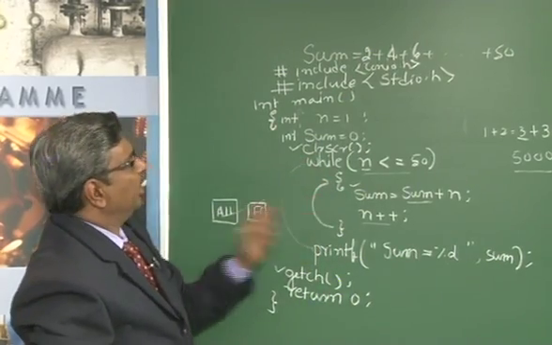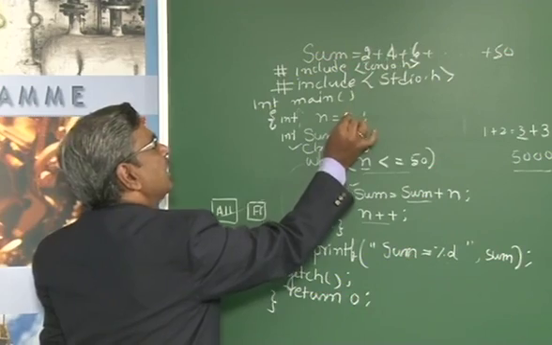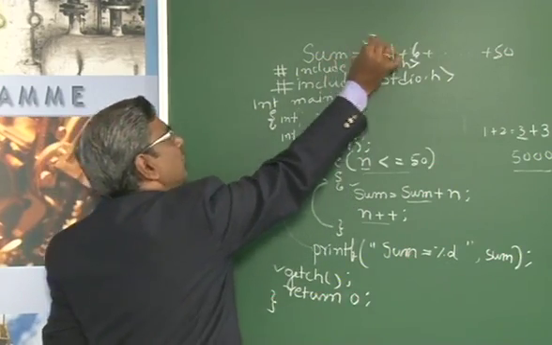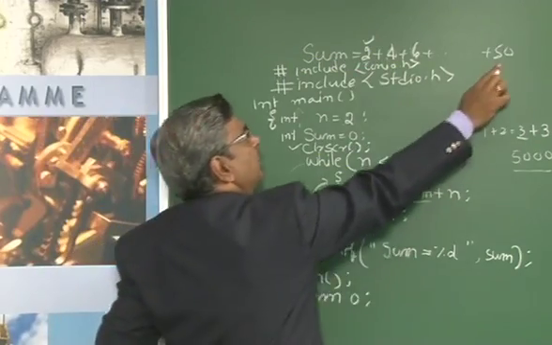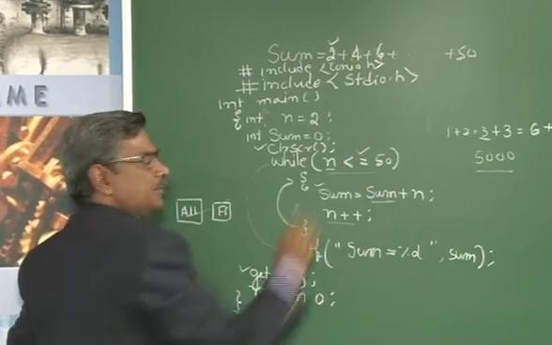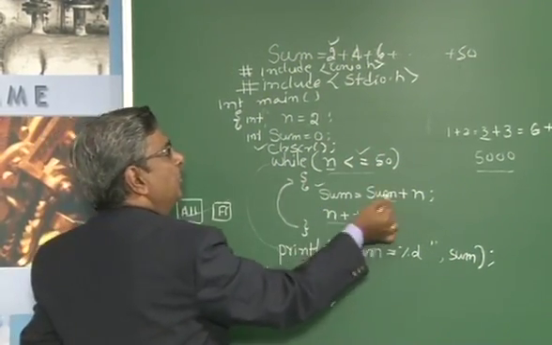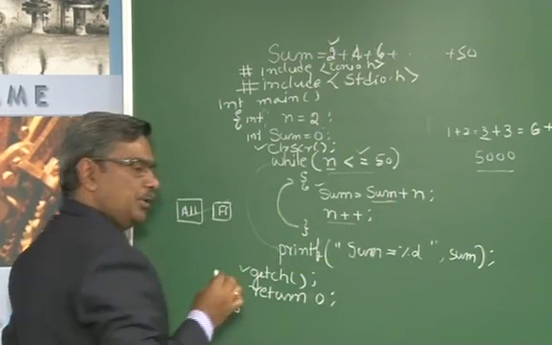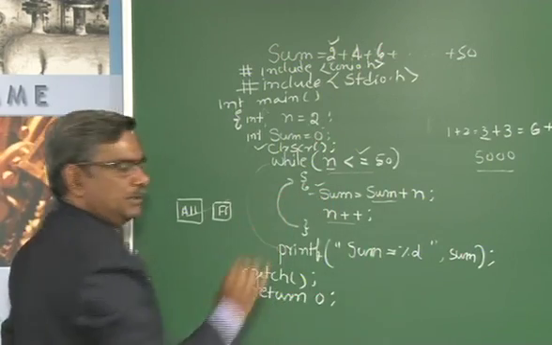What is the change that can be adopted? Now, instead of initializing n is equal to 1, let us initialize n is equal to 2. That is the first. Next, n less than or equal to 50, because here the last element is 50, this condition is satisfied. No change is required. Sum is equal to sum plus n. Sum is already initialized to 0. 0 plus 2, it will take care of the first step.